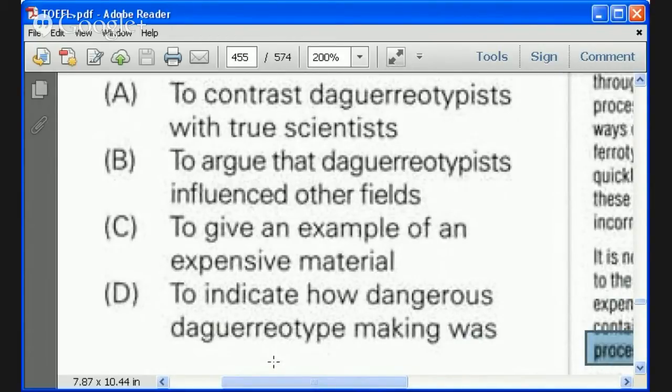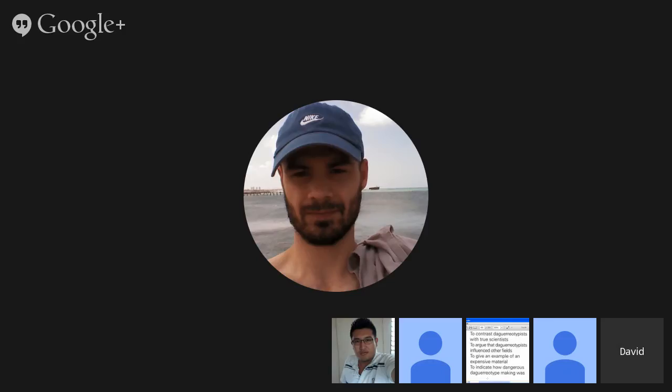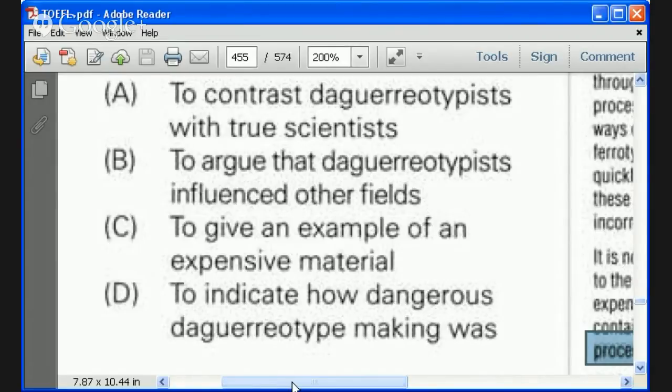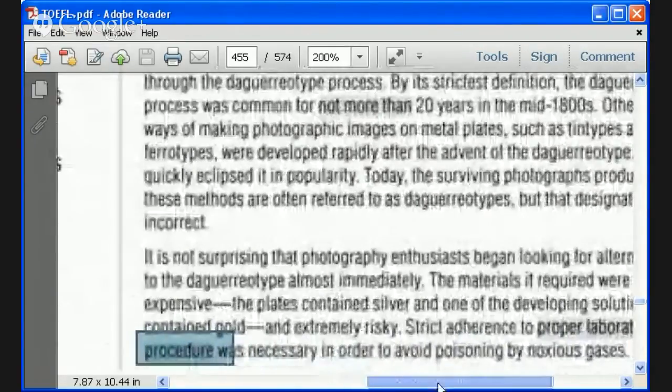Okay, well, these are the answers. You asked for the question. You want the answers, right? Letter D. Okay. Letter D. Very good. But why letter D?